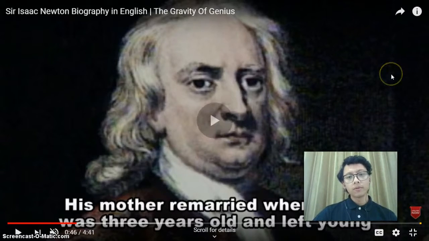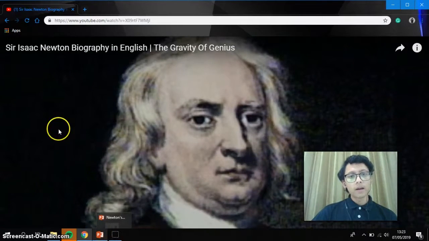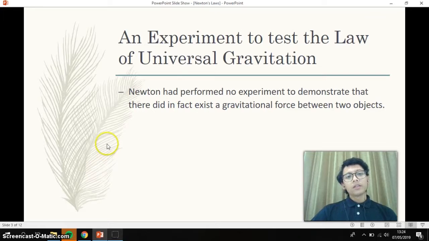And let's move to our presentation about this topic. Isaac Newton formulated the laws of motion and universal gravitation that formed the dominant scientific viewpoint until it was superseded by the theory of relativity. Next is about an experiment to test the law of universal gravitation.